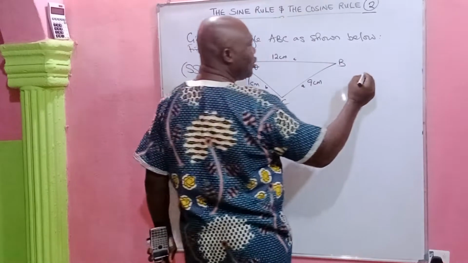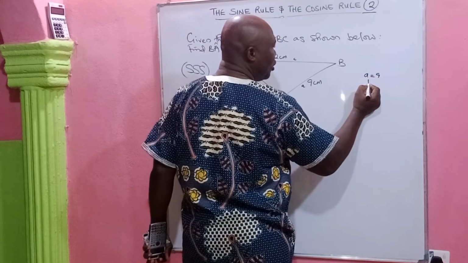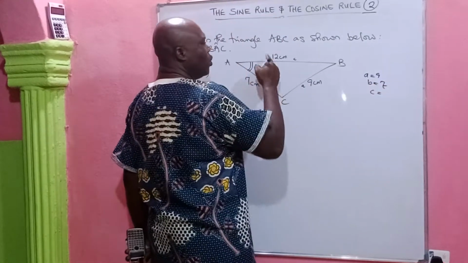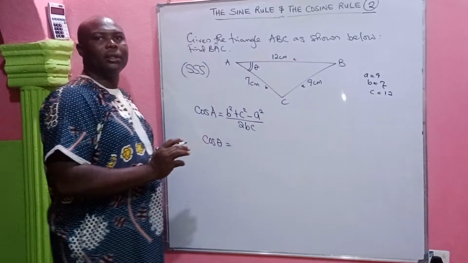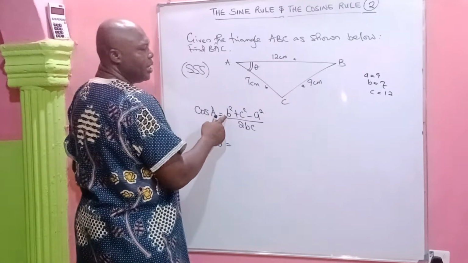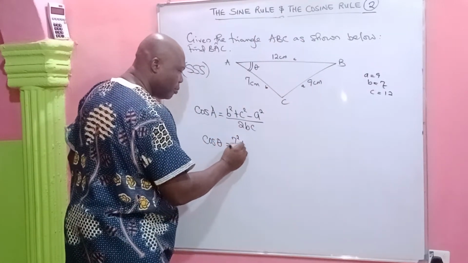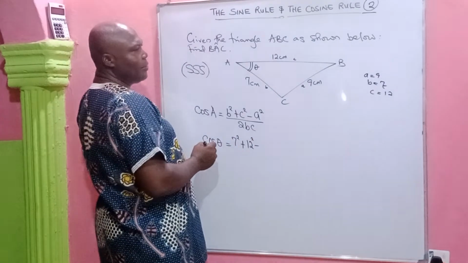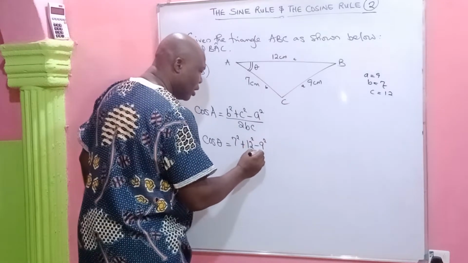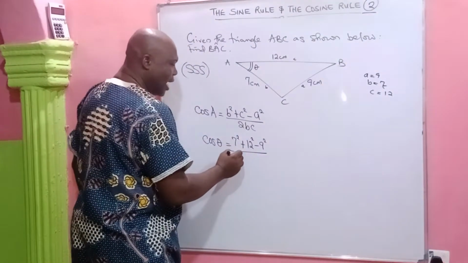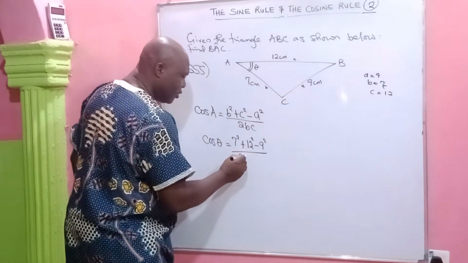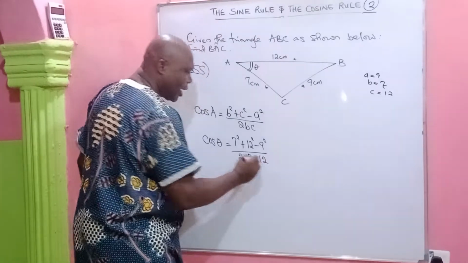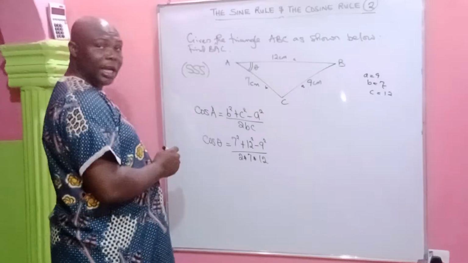So it therefore means that your A is 9, your B is 7, and your C is 12. All right. So that's important. Very important. So B squared, B is 7. So that will be 7 squared plus C. C is 12. 12 squared minus A. A is 9. 9 squared. All over 2 times B, which is 7, times C, which is 12. All right, so we have put in the parameters for the A, B, and C.